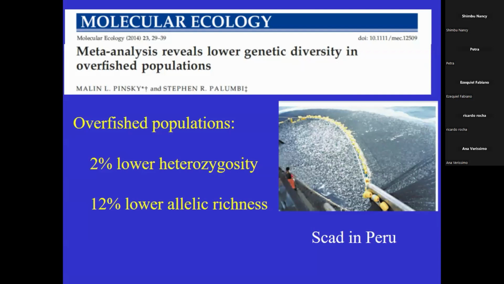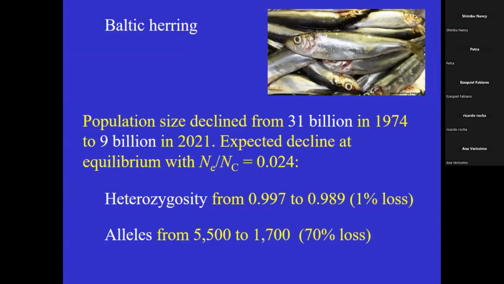They found a 12% reduction in allelic richness. And one example of a case where this could have an effect, herring in the Baltic Sea in 1974, is estimated to have had 31 billion fish, and now it's estimated to be 9 billion fish. So one would say, well, 9 billion, that's huge. What's the concern? Well, for heterozygosity, there's really no concern. Going from 31 billion to 9 billion is less than a 1% loss in heterozygosity.